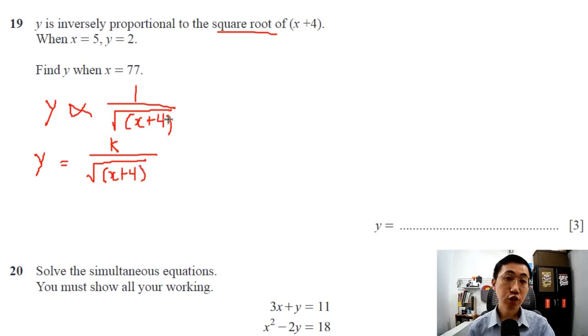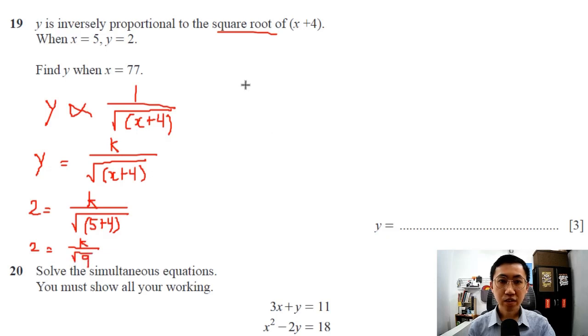Okay, now you're going to replace your x is 5, y is 2, so 2. Here, copy down square root. Now it's going to be 5 plus 4, bracket them. Okay, just keep solving. k over square root 9. So 2 equals k over 3. Now you know 3 times 2, that's going to be 6. Okay, so now you found the constant k, replace back into your formula initially over here.